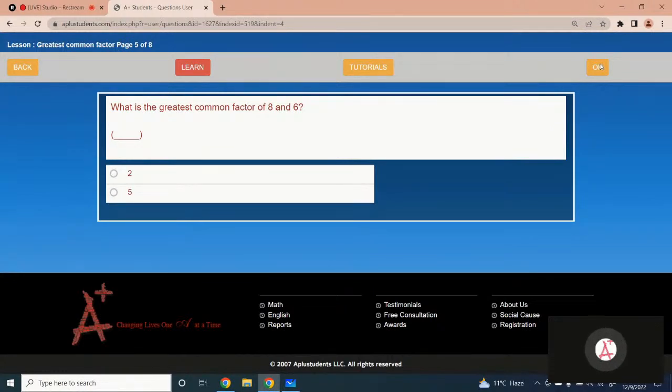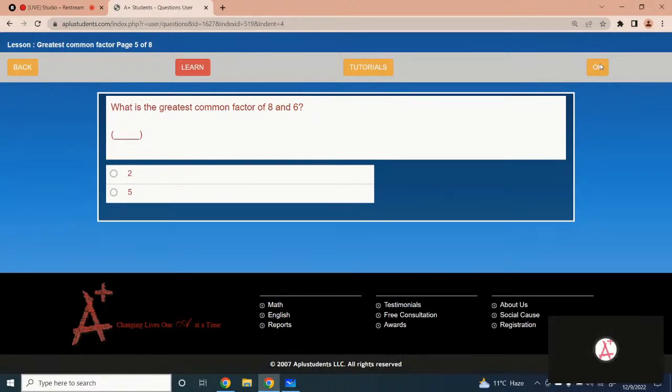Okay, which is the greatest common factor for 8 and 6? Which number is it, 2 or 5? You can look at the options. You are given the options 2 and 5.